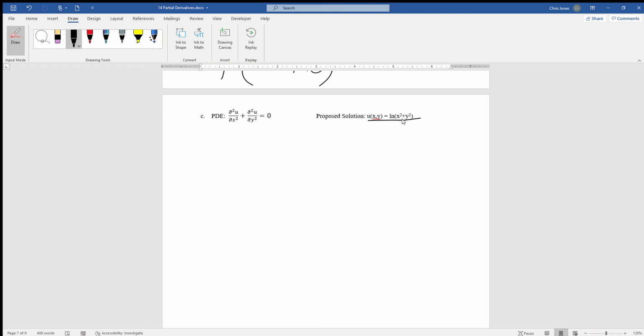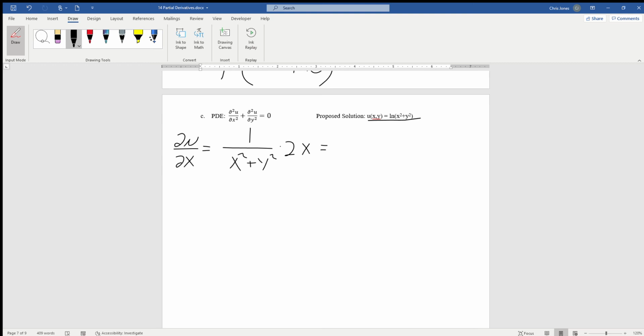All right, so now the first partial is pretty easy. Let's just find the partial of u with respect to x. If we do that, that's going to be equal to 1 over x squared plus y squared times the derivative of the interior function, which is 2x.